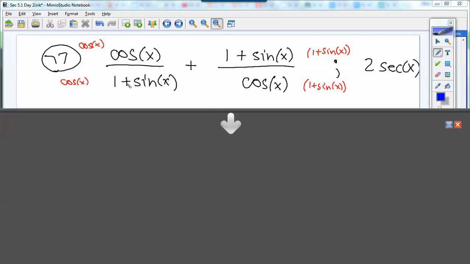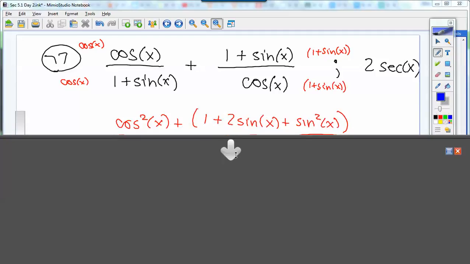And then the common denominator would be this times that. So what do you get? You get cosine squared. When you FOIL this, you get 1. Outers and inners would be 2 sine x. Last times the last would be sine squared. So you end up with that on top: cosine squared plus, and then you get 1 plus 2 sine x plus sine squared x.